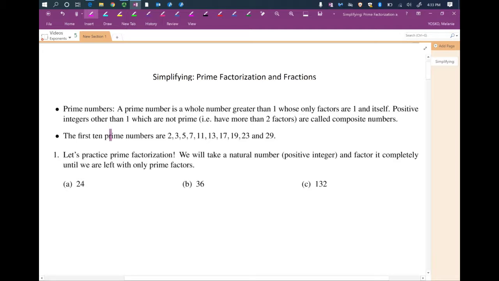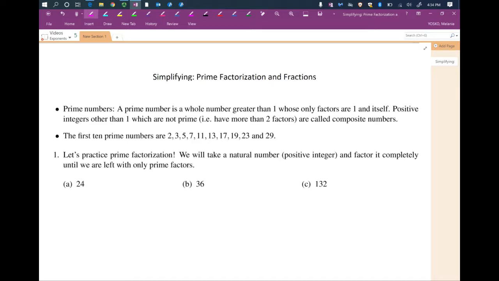So, the first 10 prime numbers are 2, 3, 5, 7, 11, 13, 17, 19, 23, and 29. We actually don't know how many prime numbers there are. Mathematicians have not found the largest prime number. They have a computer calculating and they still keep finding primes. So really kind of neat.